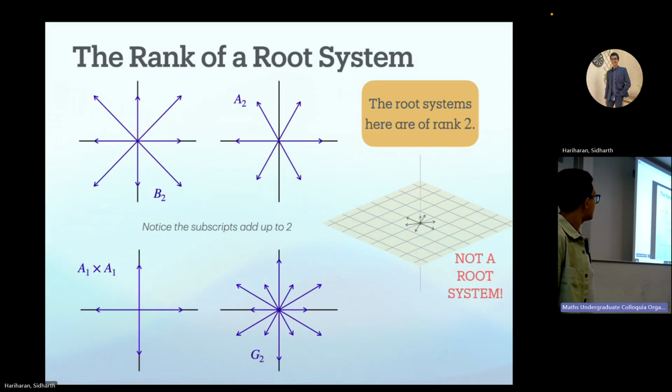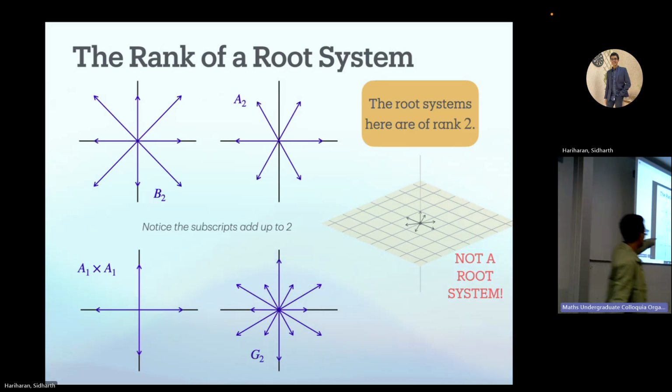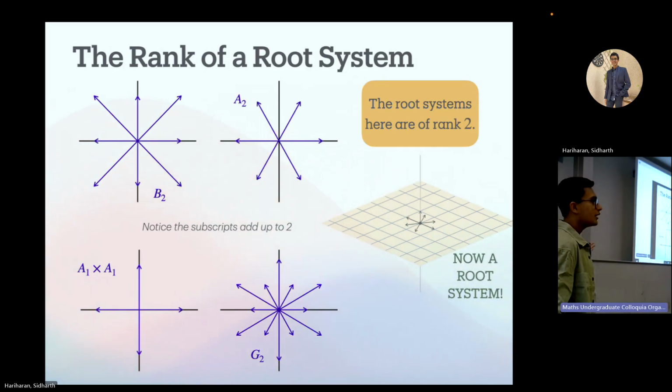If I were to now draw a vector, so I've now drawn a vector here that's on the z-axis, maybe it's not clear that it's on the z-axis, but it's meant to be. Now, this is a root system. Because now, if you look at the reflection that sends that to its negative, and you add that, and you look at the subgroup generated by all of those reflections, that is effective. So this is now a root system, and it's actually called A2 cross A1.